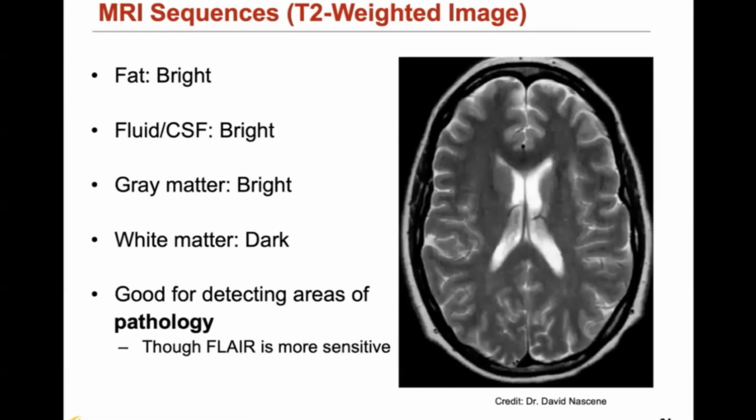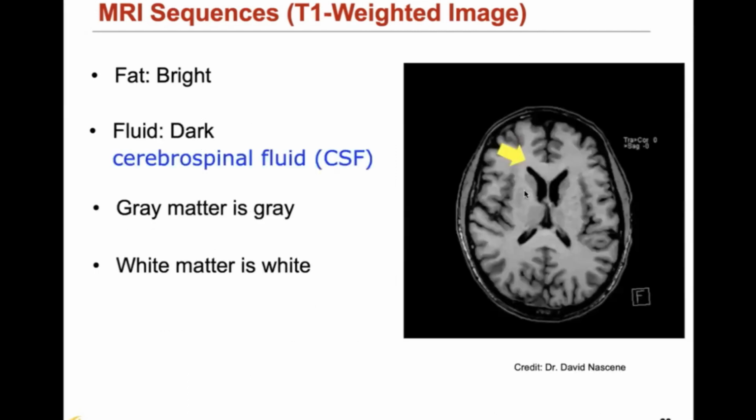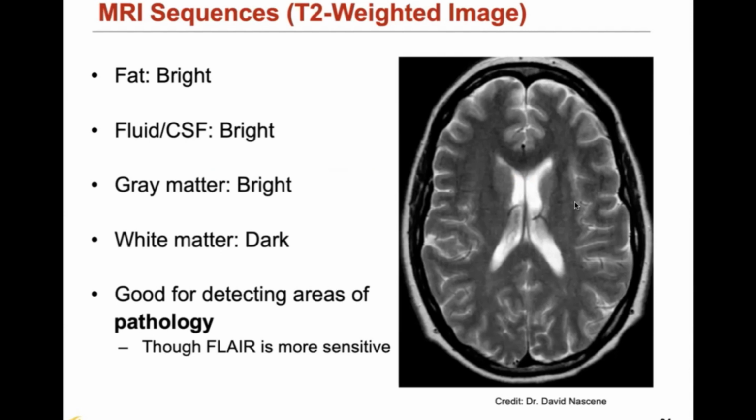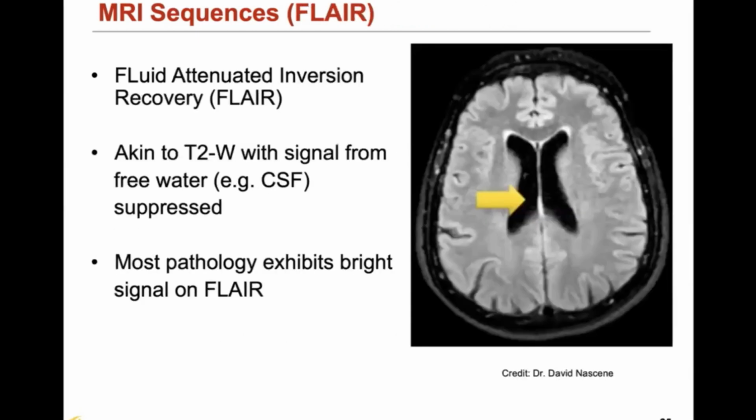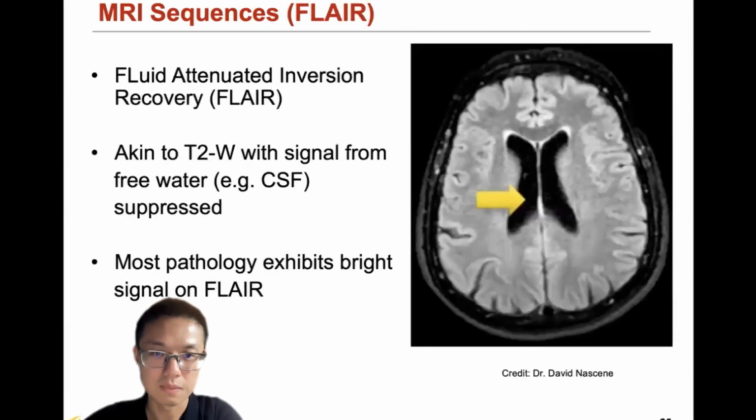Okay. And for T2 weighted, the biggest difference you may first notice is the fluid. For the T1, it shows up as dark, but for the T2, it shows up as a very bright color. So this T2 weighted image is good for detecting areas of pathology, although maybe FLAIR is more sensitive in this case. So this is the FLAIR sequence.